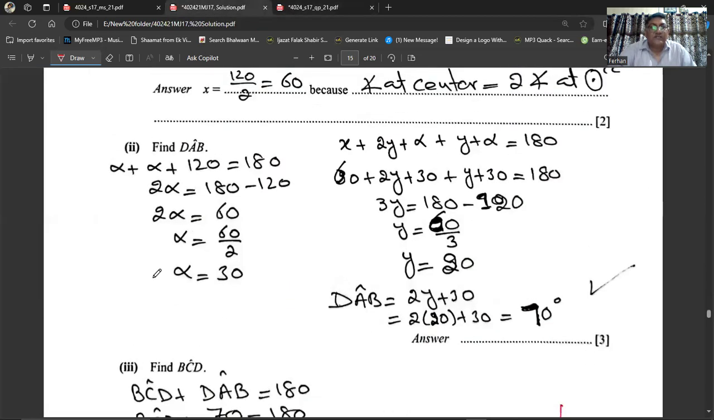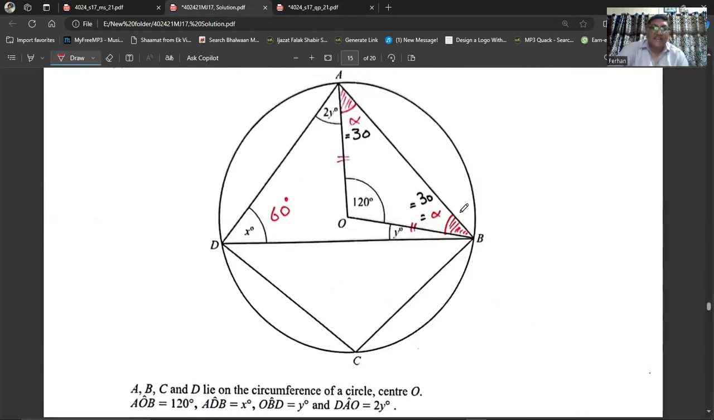So look at here. Alpha plus alpha plus 120 equals 180, because this is an isosceles triangle. So 2 alpha will be equal to 180 minus 120, and 2 alpha will be equal to 60. Alpha will be equal to 60 divided by 2. Alpha will be 30. So I know this angle is 30, this angle is 30.